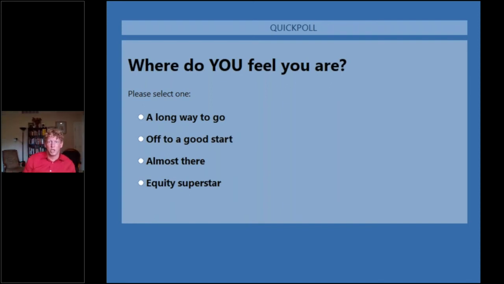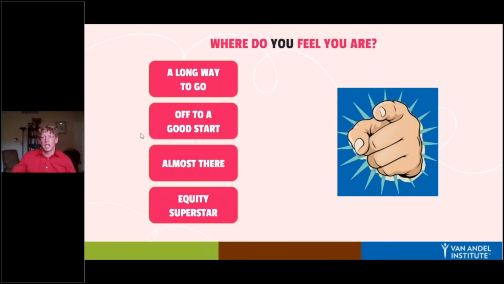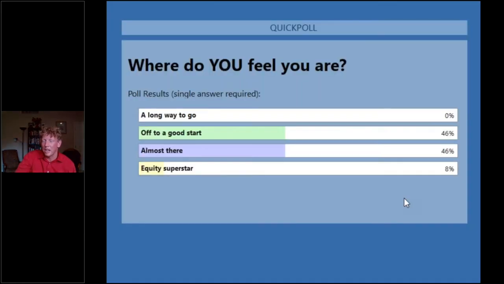Heather, if you want to give them just another couple of seconds to make their picks, and then close that poll out and tell us what we see.